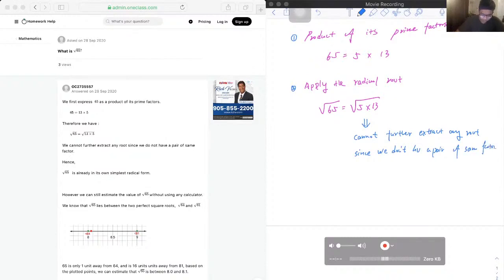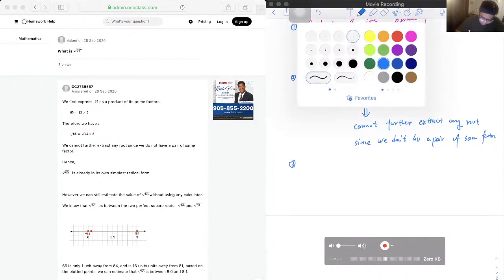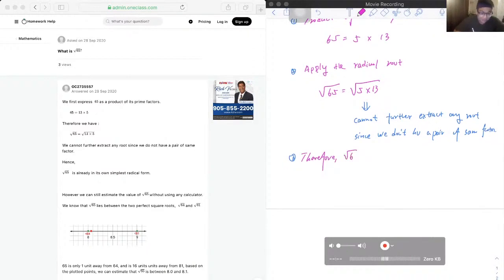Alright, so our last step, we can write our conclusion. So therefore, root 65 is already in its own simplest radical form.